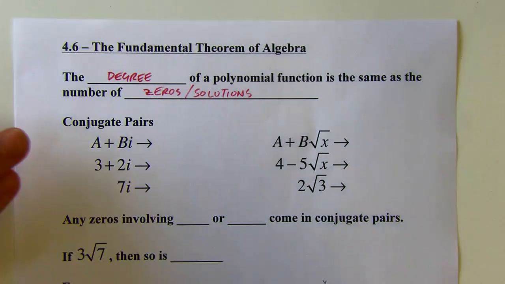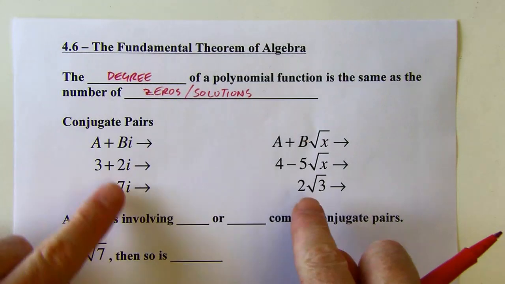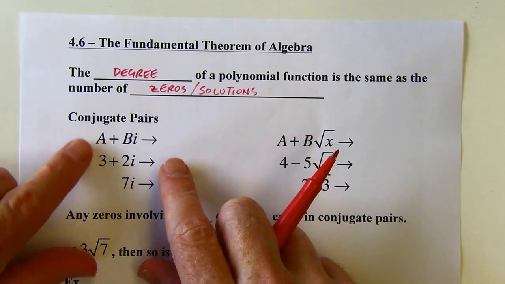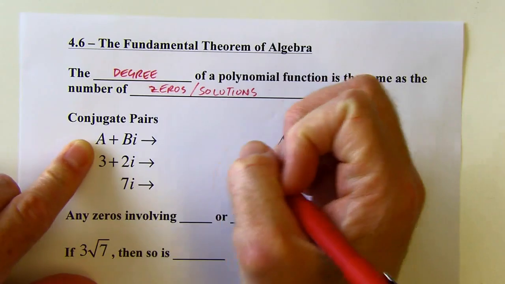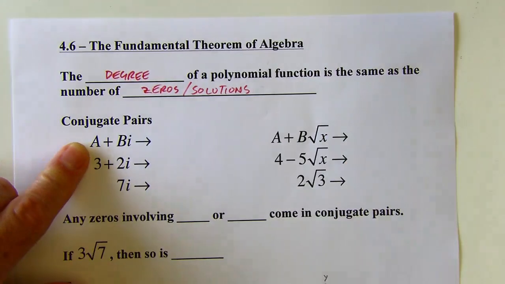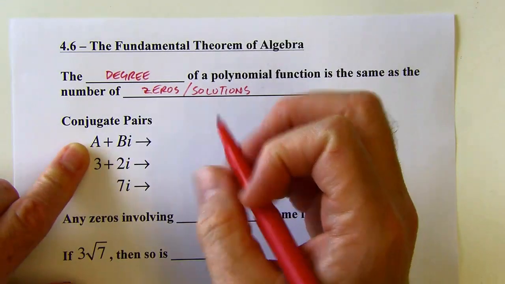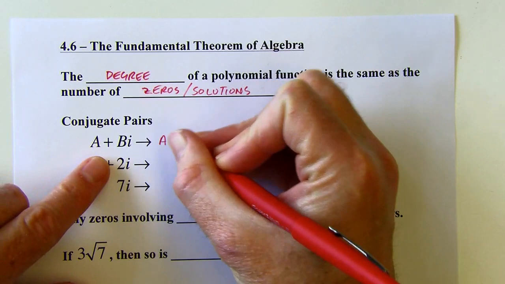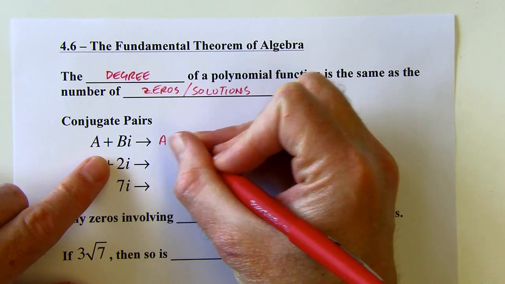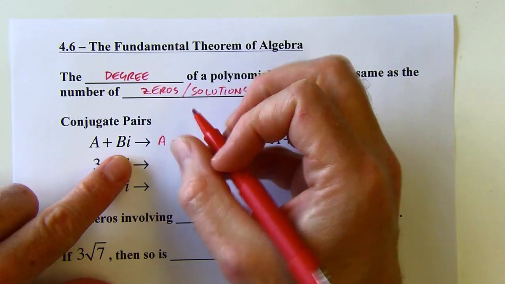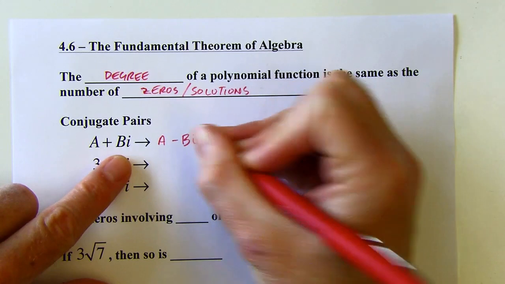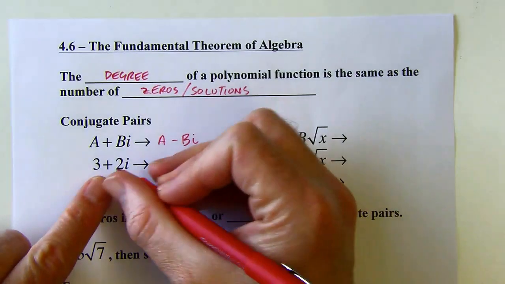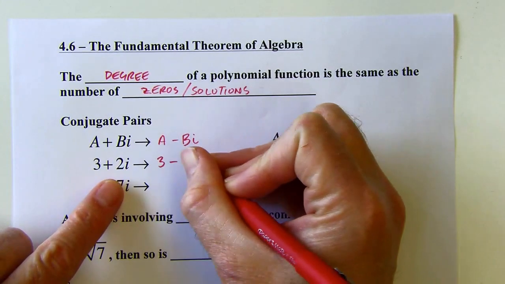Okay. All right, conjugate pairs. So I've got a bunch of complex numbers here. These are all written as complex numbers. Complex numbers have what's called a conjugate. So a conjugate, all you do is change the sign of the radical part. And remember, i is the square root of -1. So the conjugate of a plus bi is a minus bi. Okay? The conjugate of 3 plus 2i is 3 minus 2i.